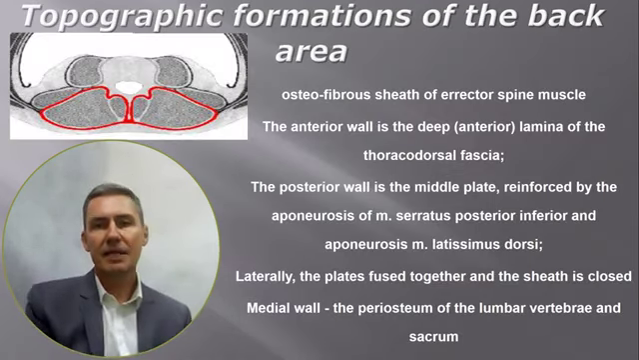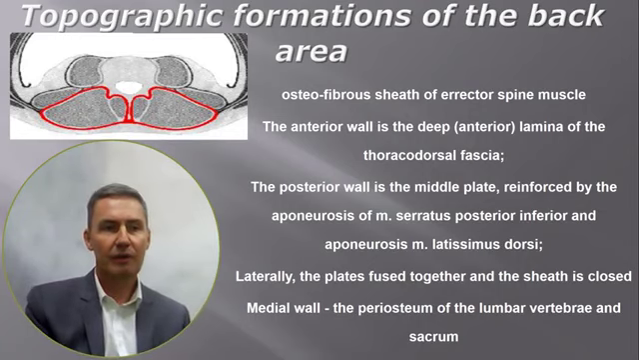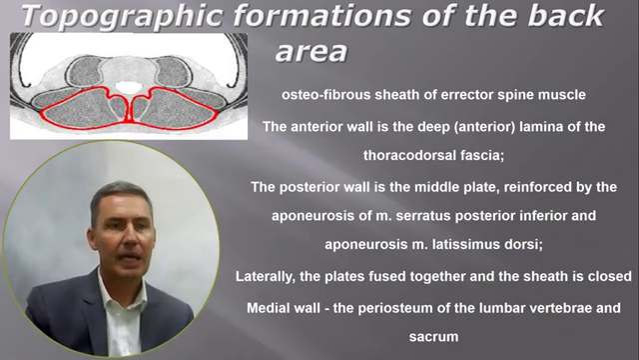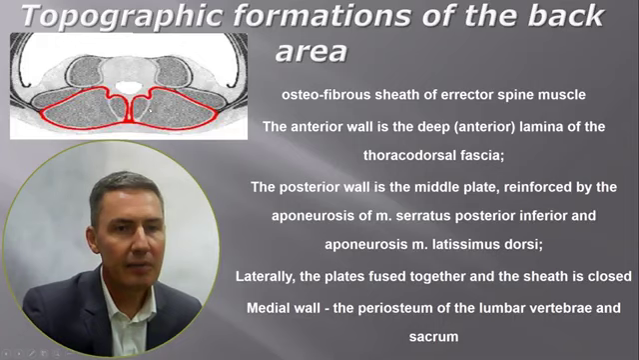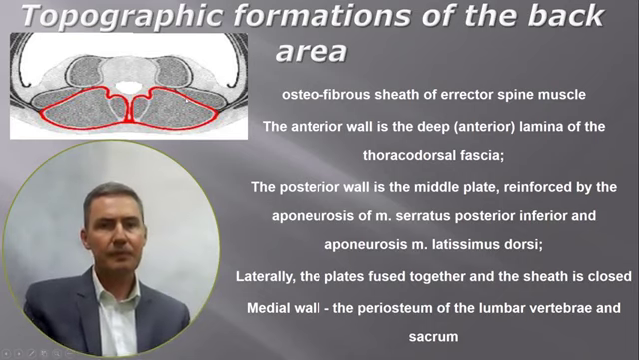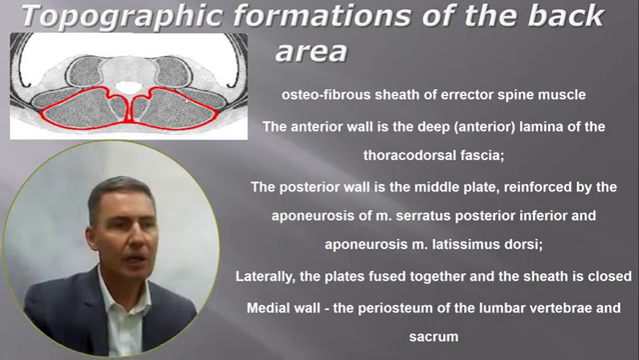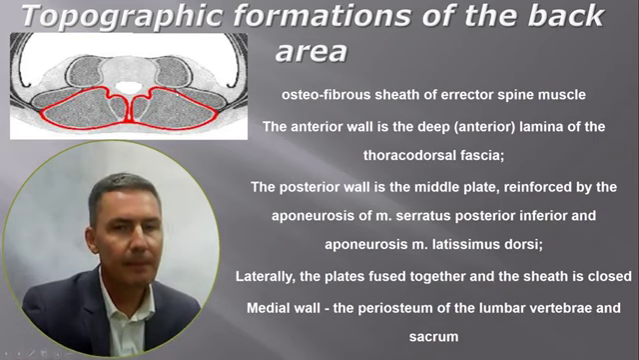This deep fascia of the back, the proper fascia of the back, which is the thoracolumbar fascia, forms the osteofibrous sheath of the erector spinae muscle. This osteofibrous sheath has the anterior wall, which is the deep lamina of the thoracolumbar fascia.